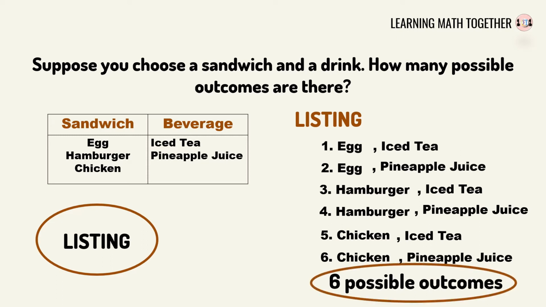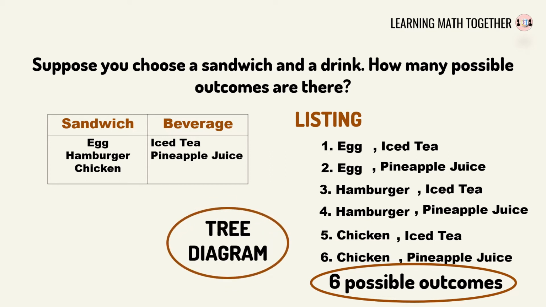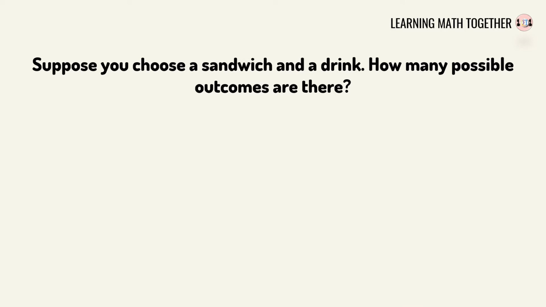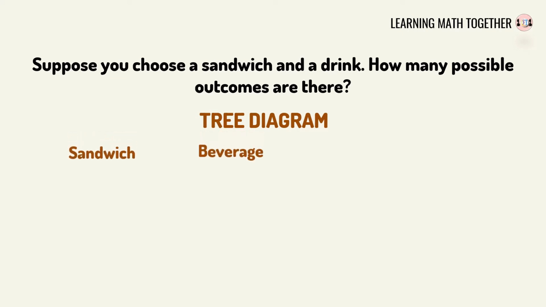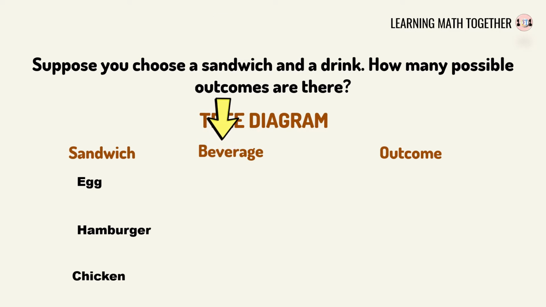Now let us move on to the second method, which is a tree diagram, but the same problem. Now for a tree diagram, we will be writing it in this way. In the first column, we have the sandwich, second column, the beverages, and the third column will be the outcome. In the first column, for the sandwiches, we have to list this down. We have the egg sandwich, hamburger, and chicken sandwich. And then for the beverage, take note that we have 2 options. It's either an iced tea or a pineapple juice.